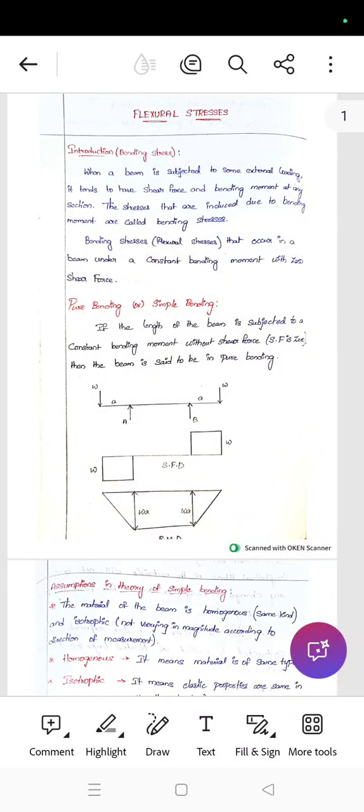Hello everyone. So today we'll be discussing the simple bending equation. Before that, I want to just mention the bending stresses: what are the bending stresses, and what are the assumptions made in the simple bending theory.